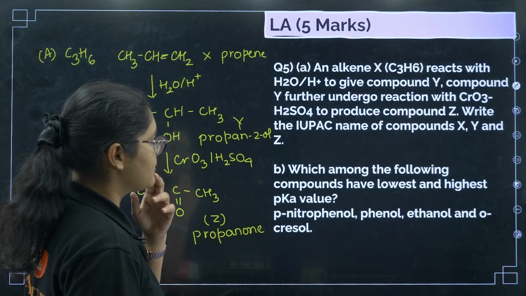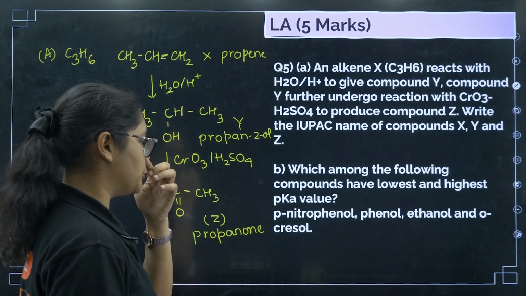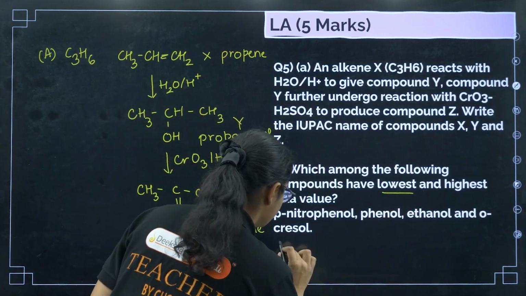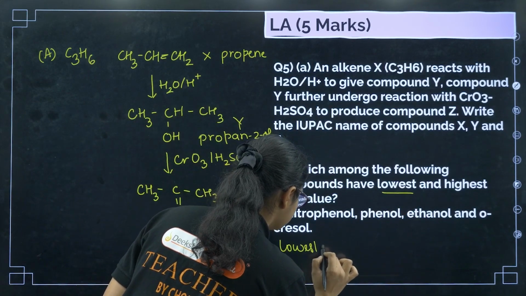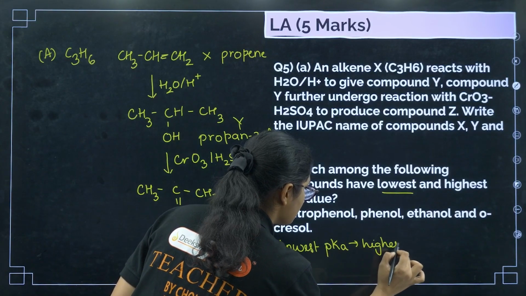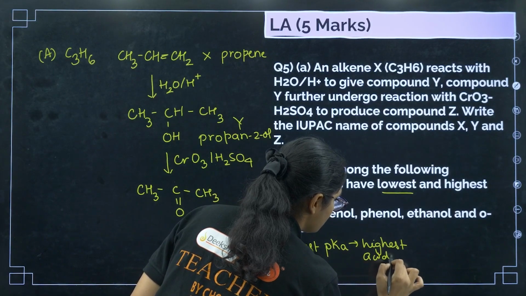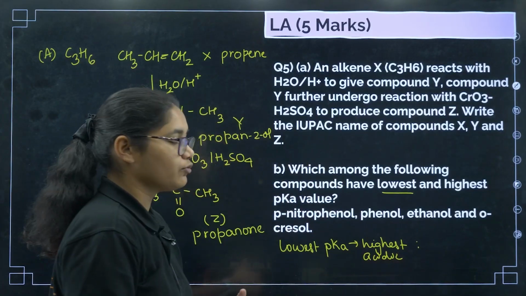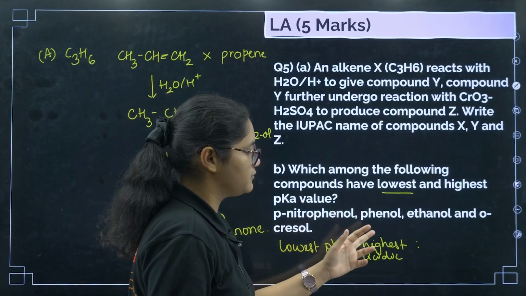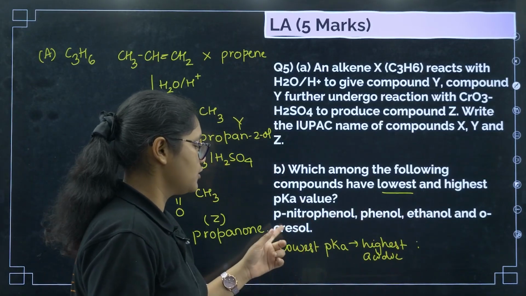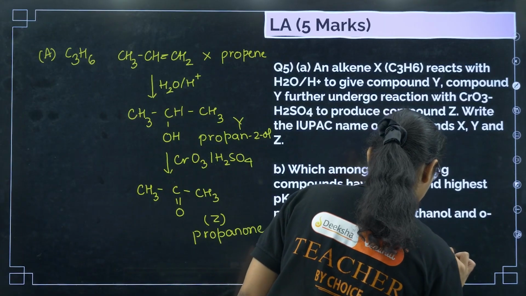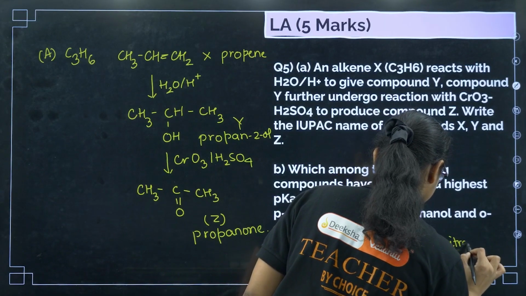Okay, next, write among the following compounds the ones having the lowest and the highest pKa value. Now see, lowest pKa value means highest acidic, right? Highest acidic. So if we have electron withdrawing groups, then it will be more acidic. So we have para-nitrophenol, phenol, ethanol and ortho-cresol. So it has to be para-nitrophenol. So highest acidic will be para-nitrophenol.